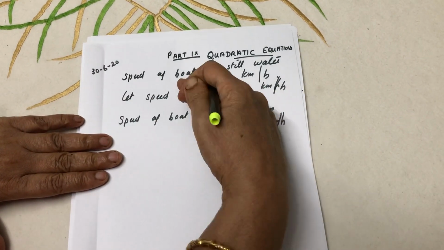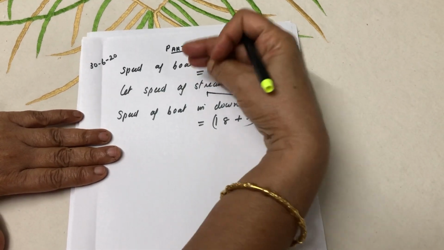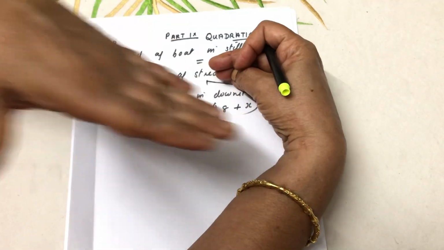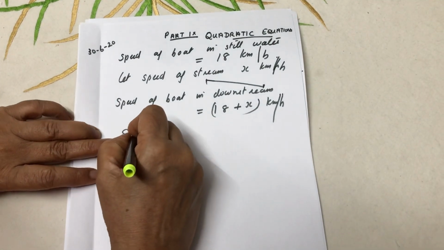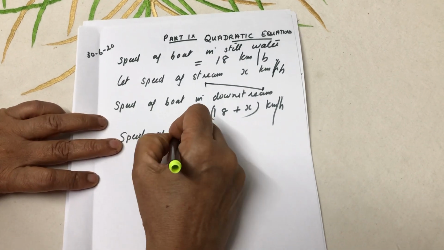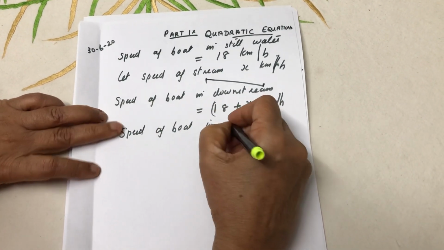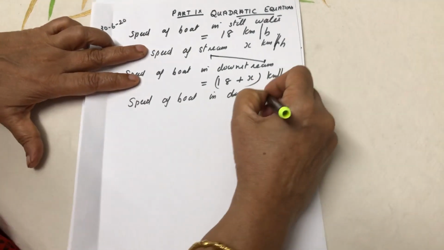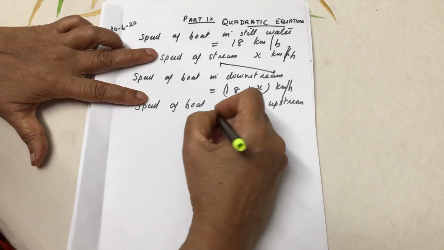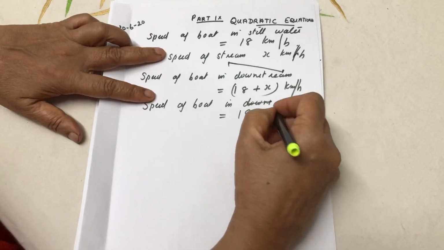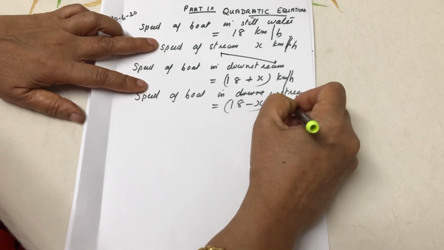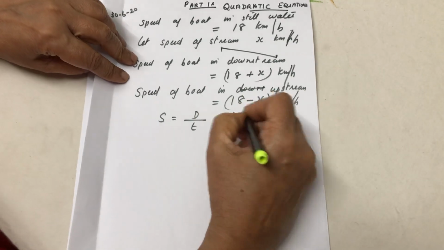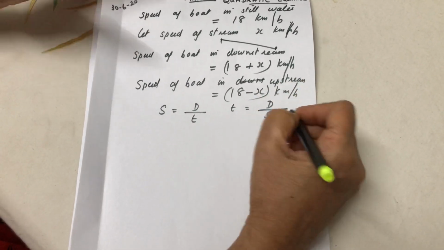When it is moving upstream, the speed of the boat in still water is 18, the speed of the water current is x, therefore the actual speed of the boat in upstream is equal to 18 minus x km per hour. You know speed is equal to distance by time, so time is equal to distance by speed.